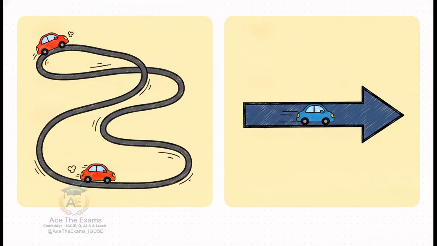See, speed is the rate of change of distance, but velocity is the rate of change of displacement. If you use a scalar approach in a vector context, like, say, ignoring a change in direction when calculating velocity, you are fundamentally taking the wrong approach. And in Cambridge exams, using the wrong approach for the context, that cascades into massive, unrecoverable mark losses.